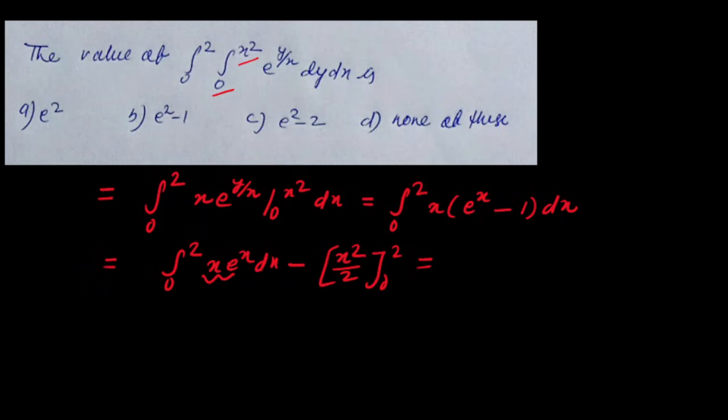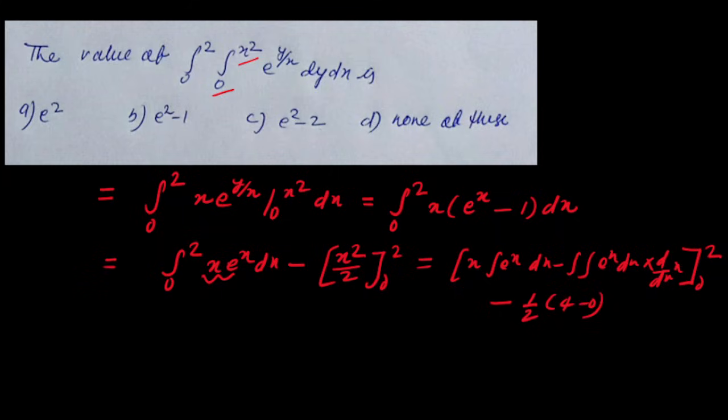Now x e to the power x dx, so first function x, integration of e to the power x dx, minus integration of e to the power x dx into differentiation d by dx of x, and that we have to put the limit 0 to 2, and minus, if I put 2 here, I will get 1 by 2 into 4 minus 0. So let me simplify here. X e to the power x, e to the power x, and this also here we have to write a dx. So this d by dx of x will be 1, and e to the power x will again give me e to the power x.